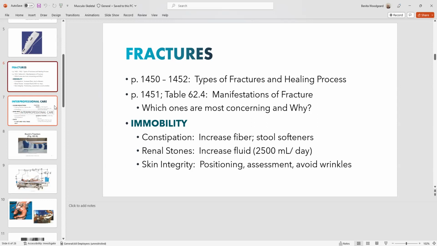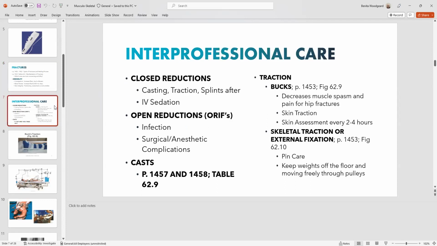A lot of, if they're able to use their arms, then an overhead trapeze on the bed comes in very handy because they can use their good leg and the trapeze to lift up and down. But obviously, if there's any problem with the arms, or sometimes some of the elderly are not able to use those kinds of things.